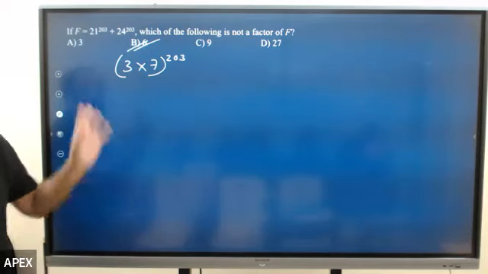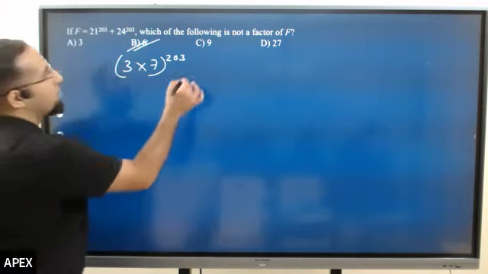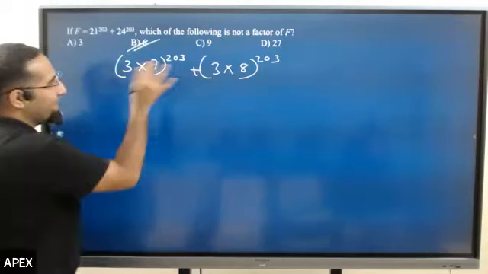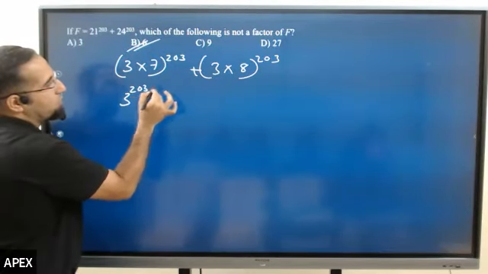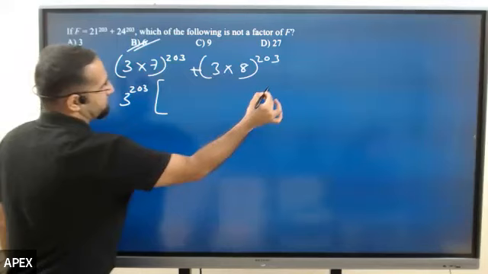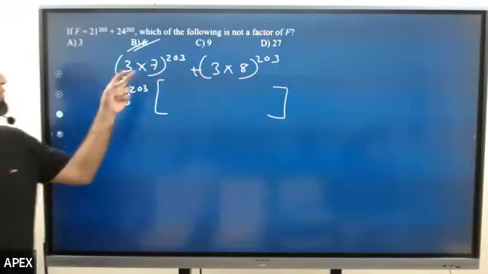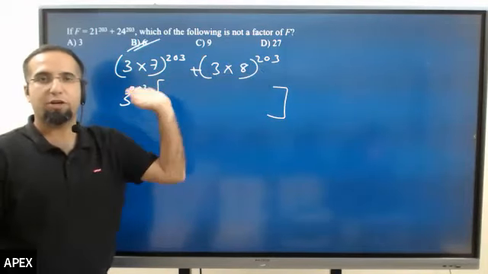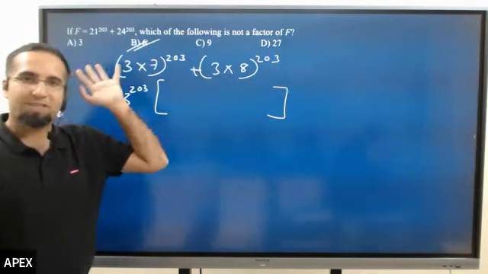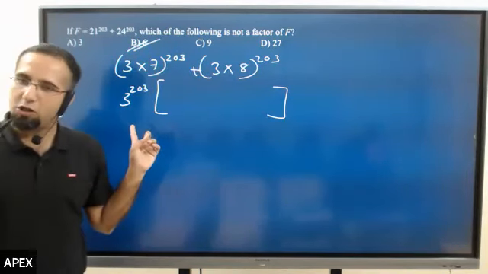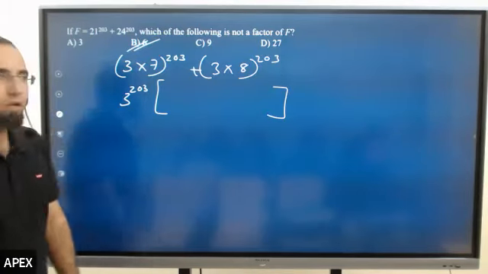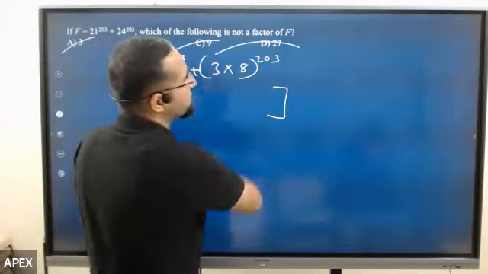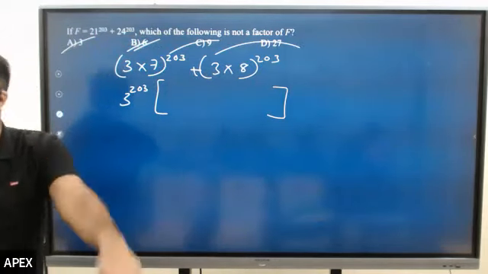Clear, other way around: 3 into 7 to the power 203 plus 3 into 8 to the power 203. So can I take overall 3 to the power 203 common? Because this will be 3 to the power 203 into 7 to the power 203, this will be 3 to the power 203 into 8 to the power 203. So 3 to the power 203 is common. That means this number can be divisible by all the powers of 3 till 203. 3 to the power 1 can easily divide it, 3 square can easily divide it, 3 cube also can easily divide it. Elimination method also, 6 should be your answer.